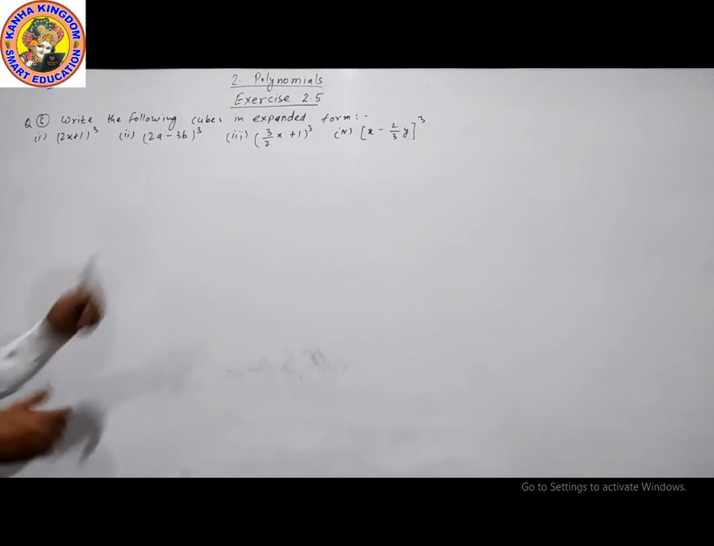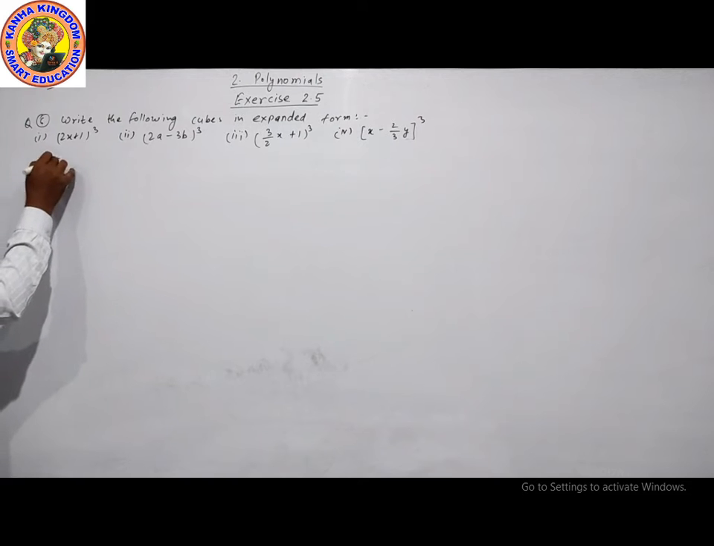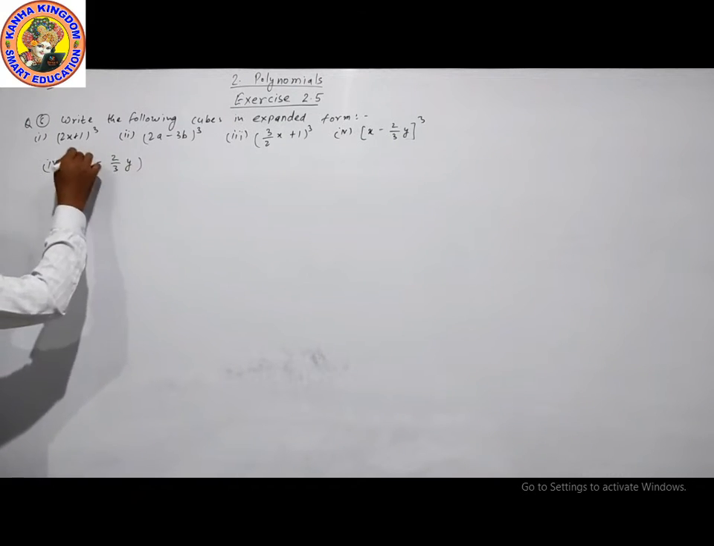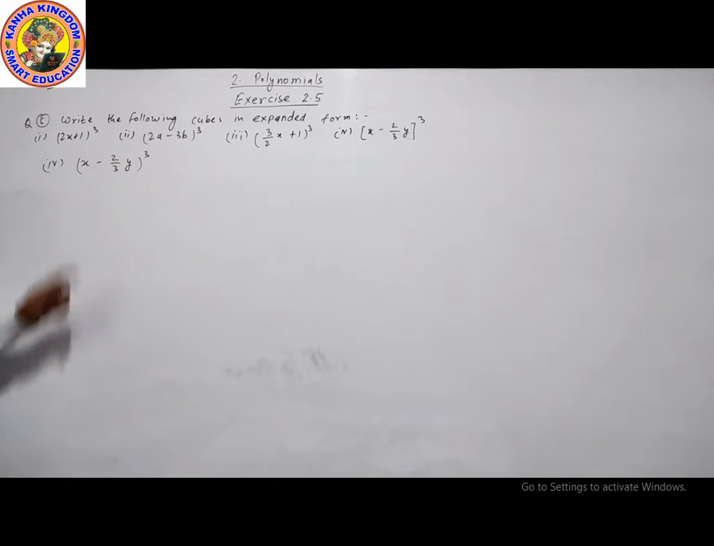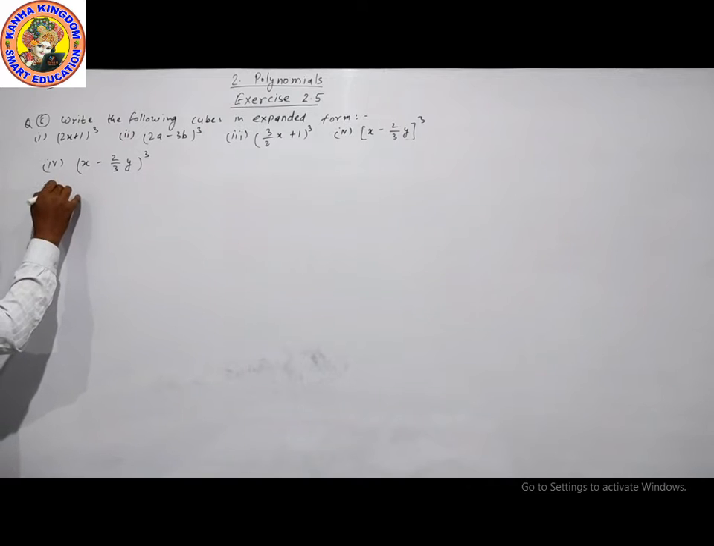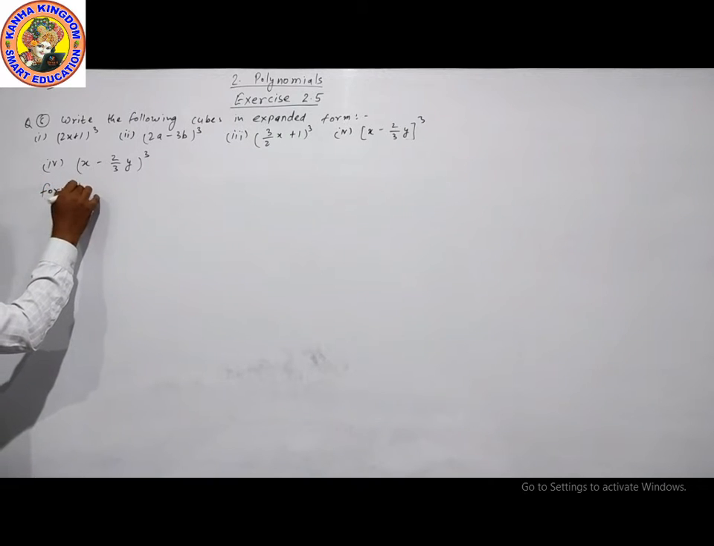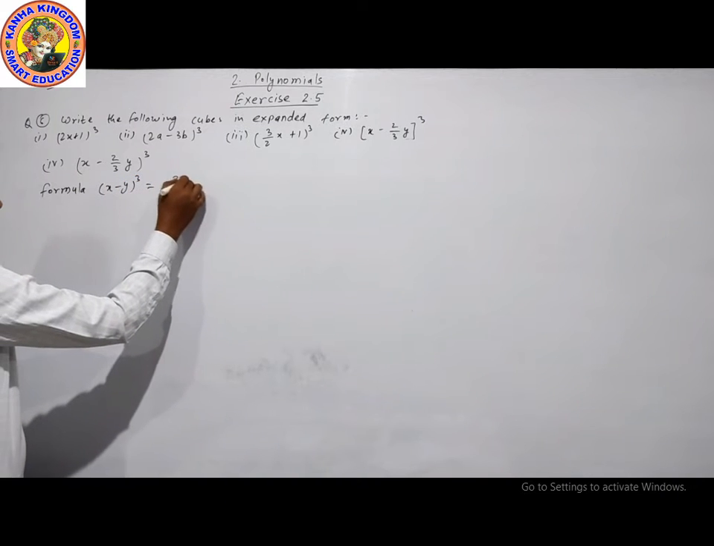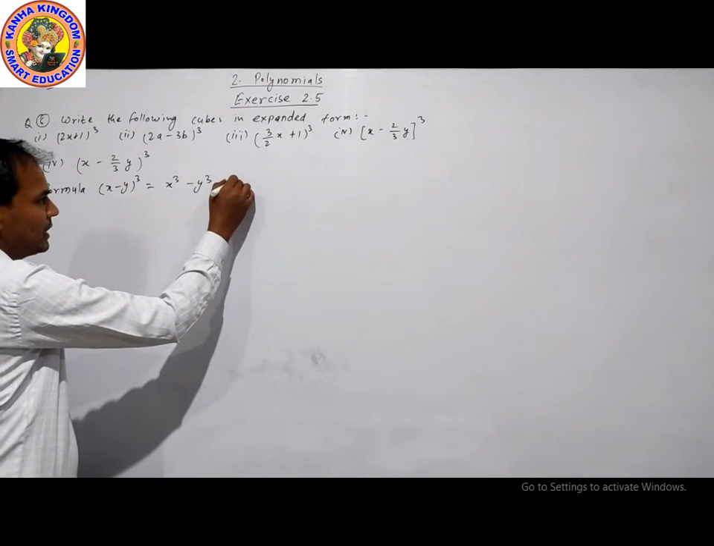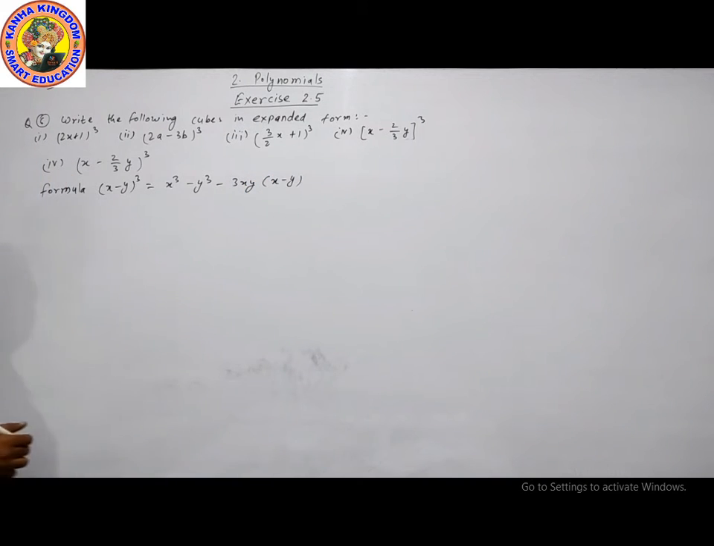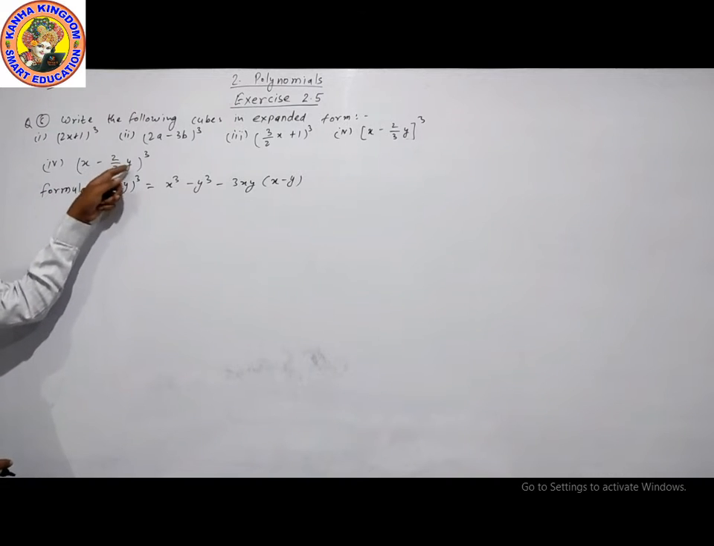Our next part is part 4. The part 4 is (x minus 2 by 3 y) whole cube. The formula for (x minus y) cube is x cube minus y cube minus 3xy times (x minus y). This is our formula. Here x is x and y is 2 by 3y.